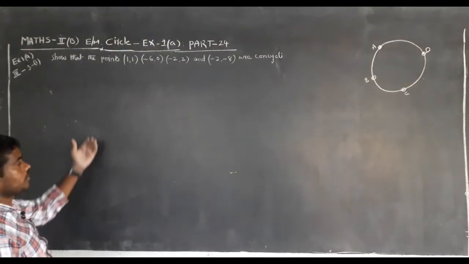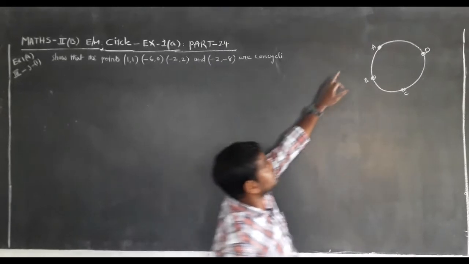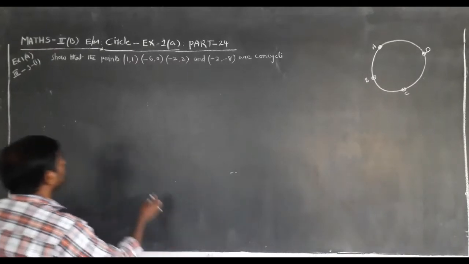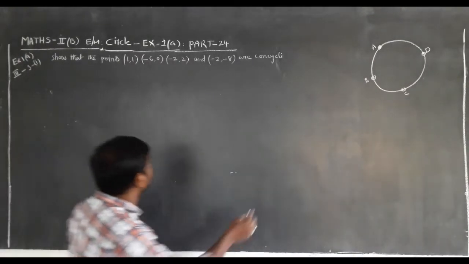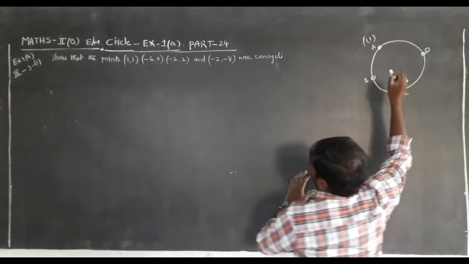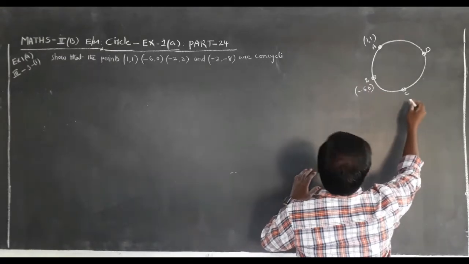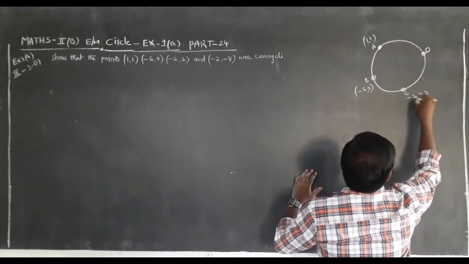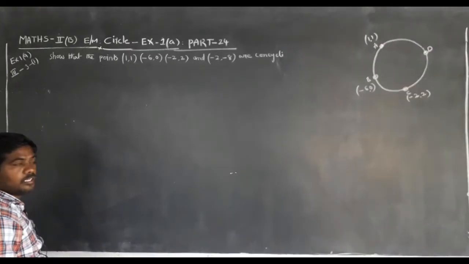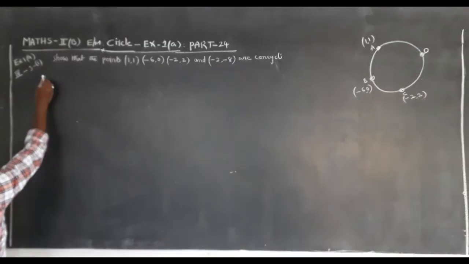So, first of all find the equation of the circle passing through the 3 points A, B and C. Here A is equal to (1, 1), B is equal to (-6, 0), C is equal to (-2, 2).